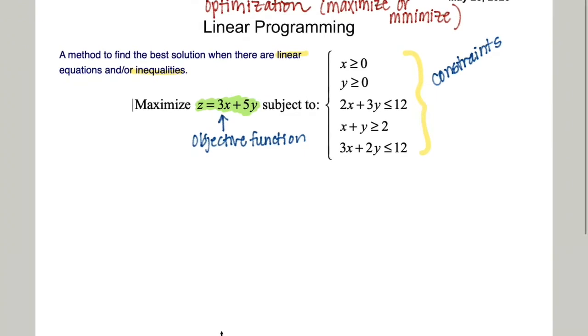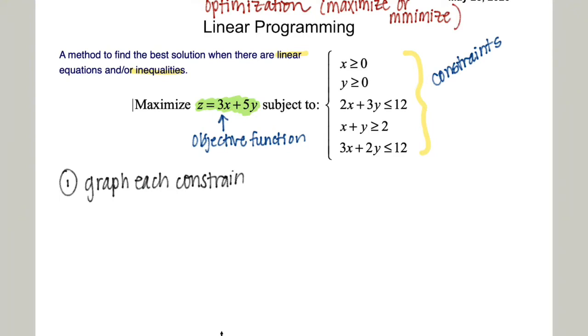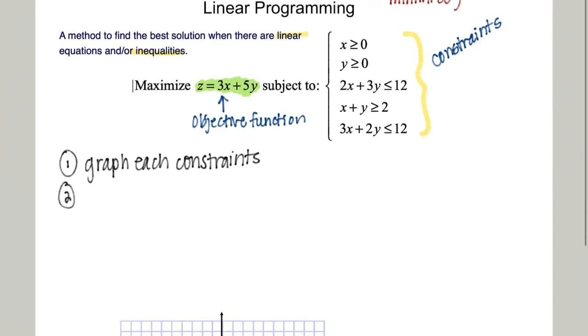So what we're going to do is write down the steps that we're going to take. The first thing that you want to do when you're faced with this linear programming situation is graph your constraints. So graph each constraint on the same grid. Then identify the feasible region.